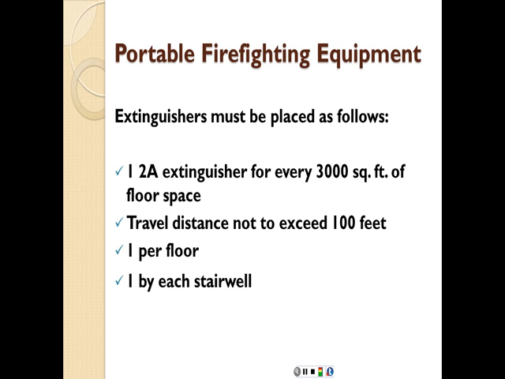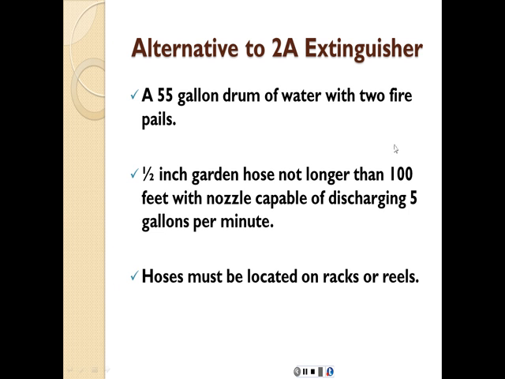Portable firefighting equipment are usually extinguishers, which must be placed as follows. One 2A extinguisher for every 3,000 square feet of floor space. Travel distance not to exceed 100 feet, so that anyone from any point on that floor trying to reach that fire extinguisher is not going to travel more than 100 feet. At least one per floor and one by each stairwell. So these are the requirements for the portable extinguishers.